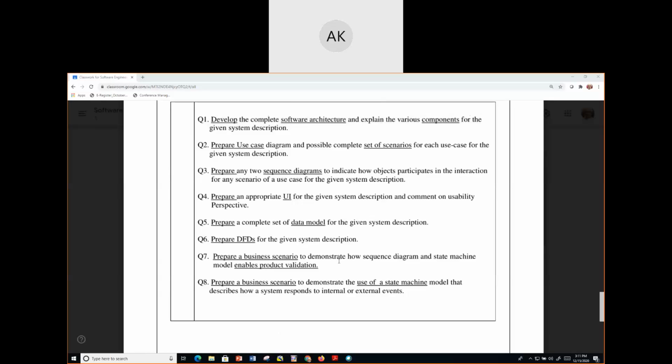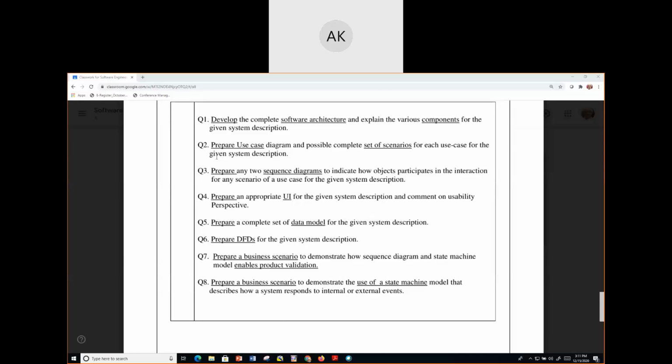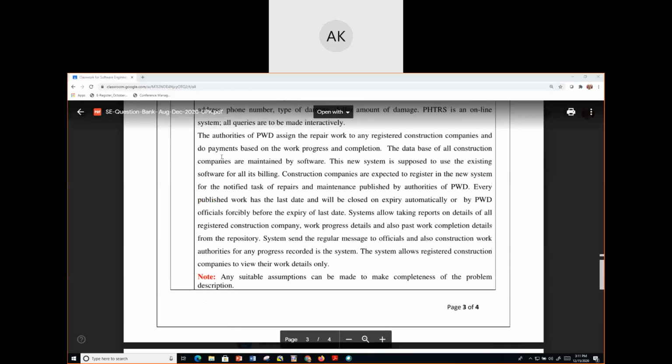That example you pick, for this, question numbers 7 and 8 are independent. The rest of all things are for the given scenario. The big scenario has been given here.